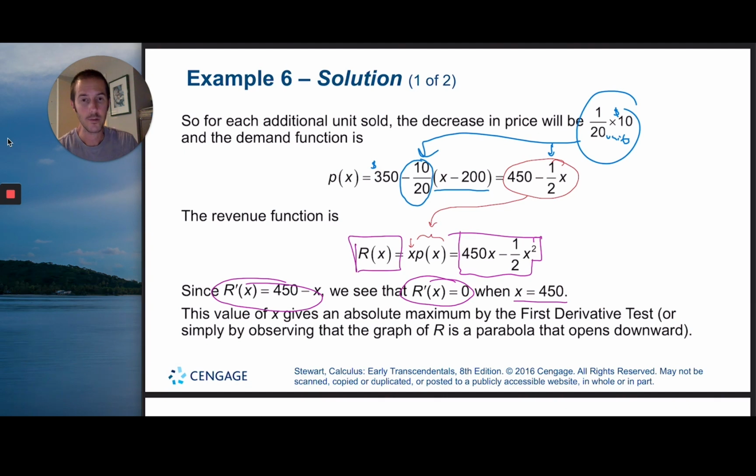450 what? $450, 450 units, 450 units more than I used to sell, $450 more than I used to sell, or less than I used to sell the TVs for. The X value gives an absolute maximum by the first derivative test, simply by observing that the graph of the revenue equation is a parabola that's concave downward, so that X value is taking us to the top of the revenue parabola. But still, that doesn't answer the question, what does X represent? X represents a number of units sold.